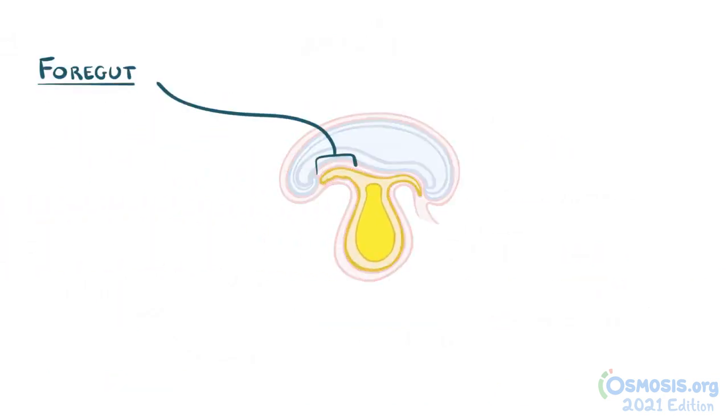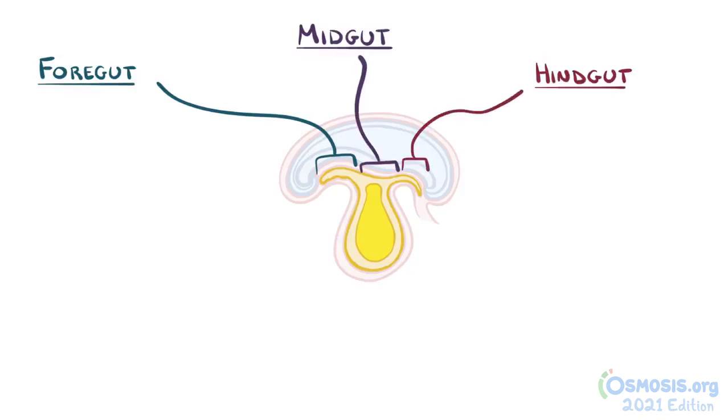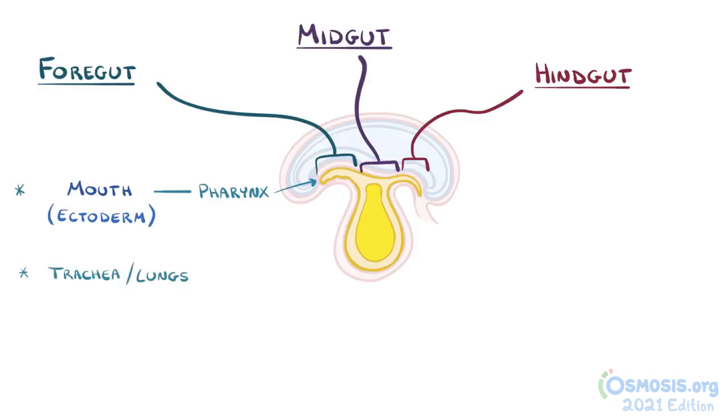Now, the gut tube's divided into 3 regions: the foregut, the midgut, and the hindgut. Once the oropharyngeal membrane breaks down in week 4, the foregut, which includes the pharynx, connects with the mouth, which forms the ectoderm layer. Around week 5, the foregut also gives rise to the trachea and the lungs.